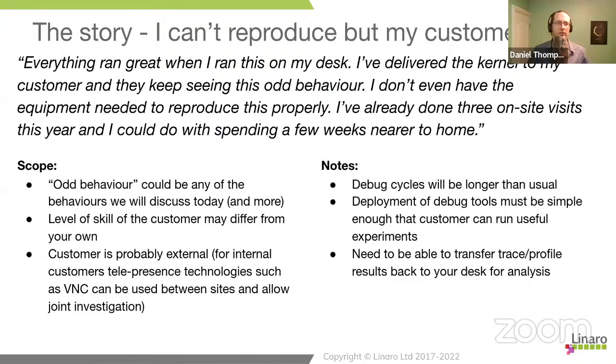So the first story is called "I Can't Reproduce, but My Customer Can." And it's characterized by this: you've run it on your desk and it's running fine. You've delivered the system to your customer and they keep seeing this odd behavior, this weird thing. It's not easy for us to reproduce it locally. It might be because we don't have the equipment. It might be because they won't give us the software. It might be because they have a bank of 400 machines and we've only got one.